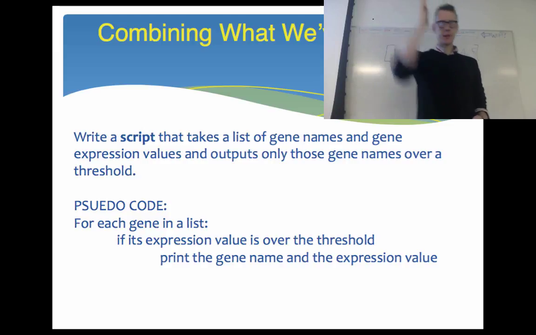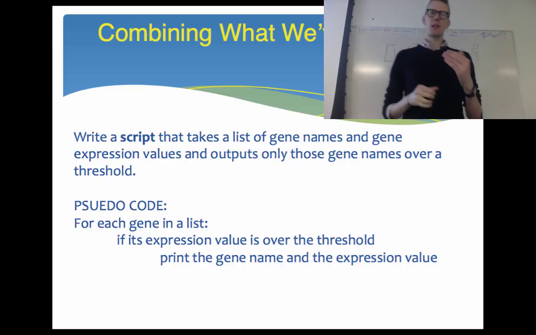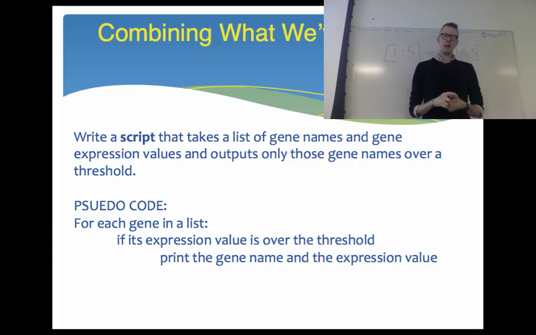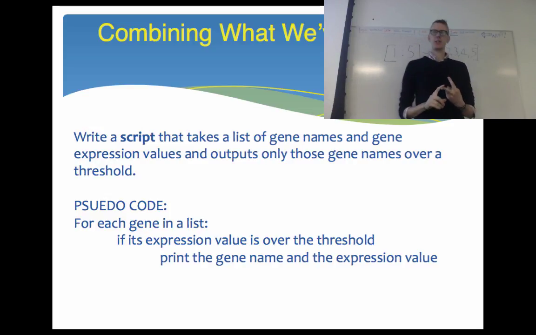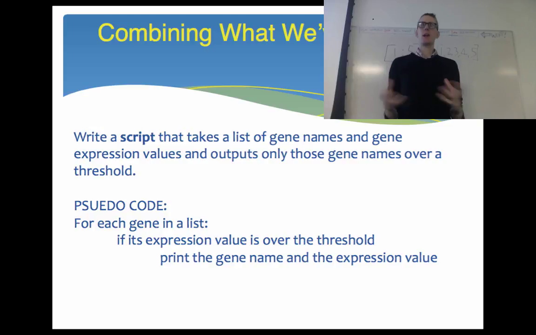Okay, so we're going to combine everything we've learnt so far to write a little script that takes a gene name and some expression values and outputs only those genes that are over some threshold. I want to introduce a little concept here called pseudocode, which is a computer science thing that you might have come across in other languages, which just means to think about, in plain English, how to accomplish the task that you're about to accomplish. It's really good to, before you open your document and start typing code, think about the algorithm that you're going to use to solve the problem.